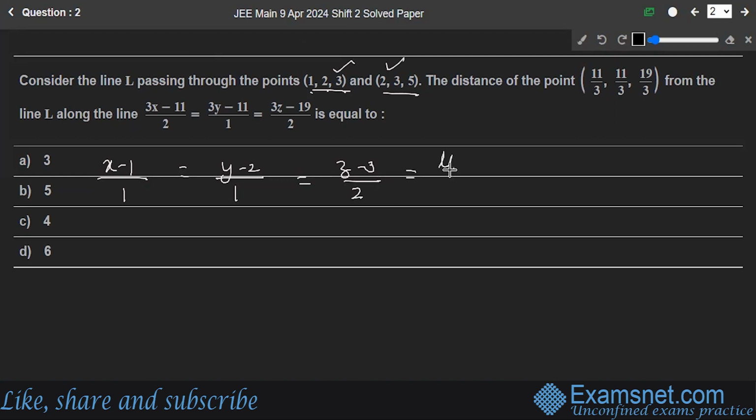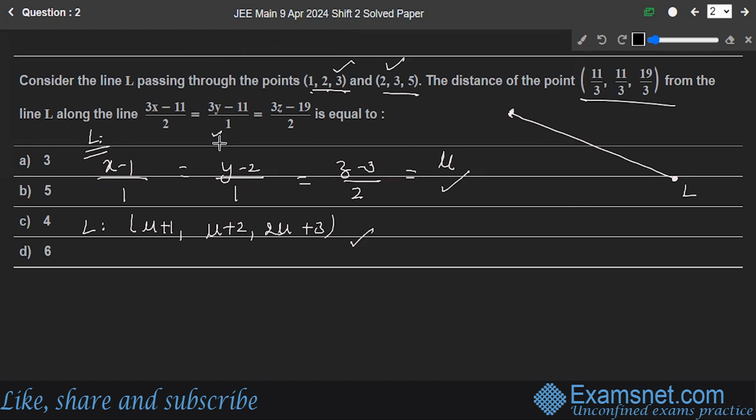Let's say this is equal to some mu. So any general point on the line L will be given by mu plus 1, mu plus 2, 2 mu plus 3. Let's say these are the two points and this is your line L, which is given by this equation, and this is any general point on this line. Now, you want the distance of this point along this line, 3x minus 1. Let's rewrite this equation. Let's say this is line L1.